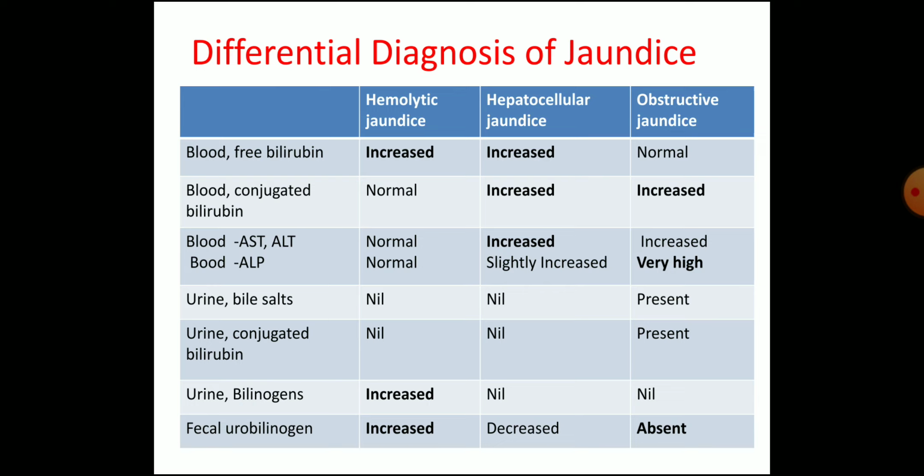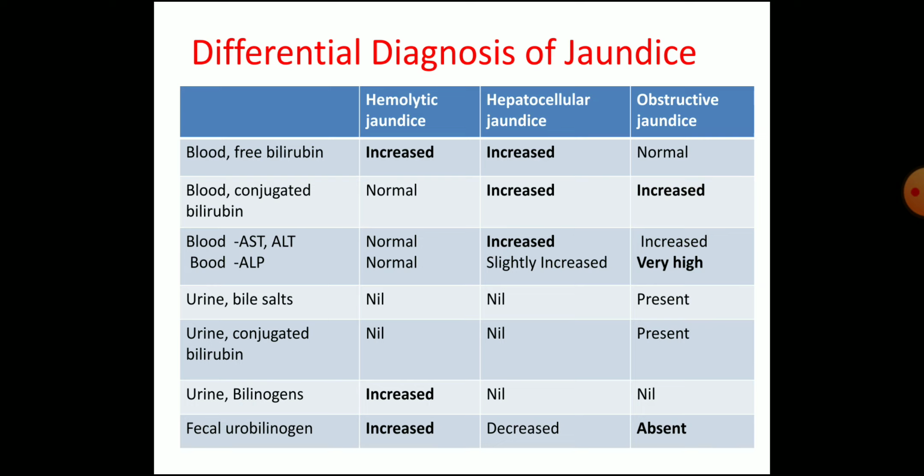Then blood conjugated bilirubin will be normal in hemolytic jaundice, but it is increased in hepatocellular and also in obstructive jaundice. So in obstructive jaundice, you can make out that the direct conjugated bilirubin is elevated more than the unconjugated. Then the other blood test you do is the liver function test, mainly AST and ALT, and also ALP, that is alkaline phosphatase.